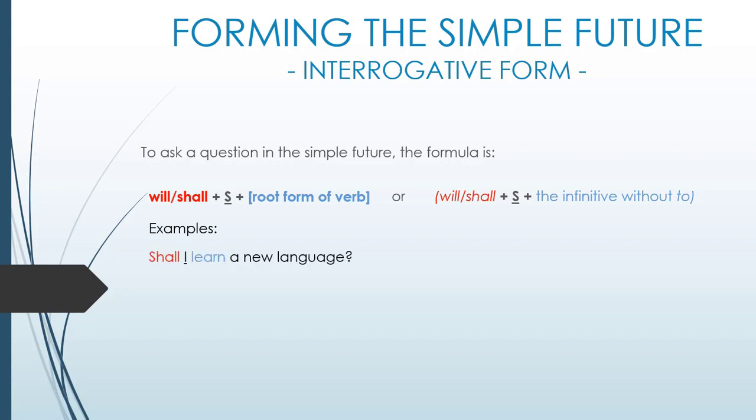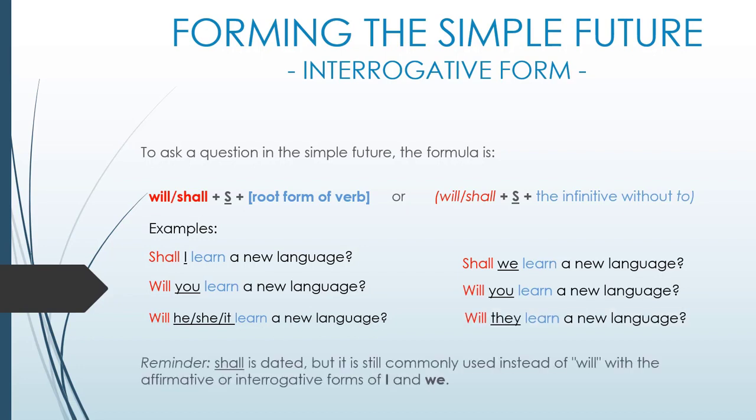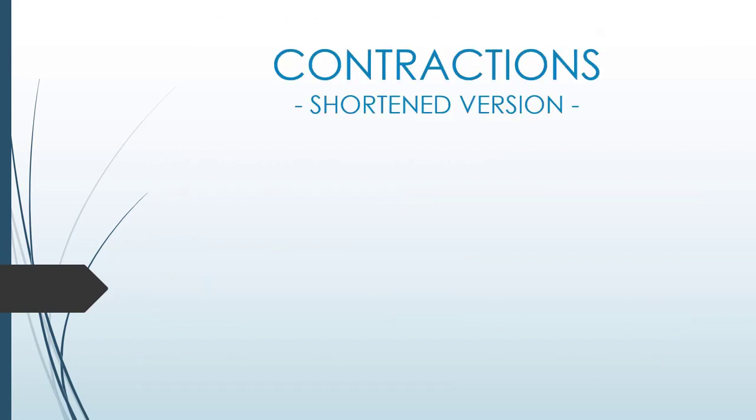In the examples, it looks like this. Shall I learn a new language? Will you learn a new language? Will he, she, or it learn a new language? Shall we learn a new language? Will you learn a new language? Will they learn a new language? As we said before, shall is dated, but it is still commonly used instead of will with the affirmative or interrogative forms of I and we.